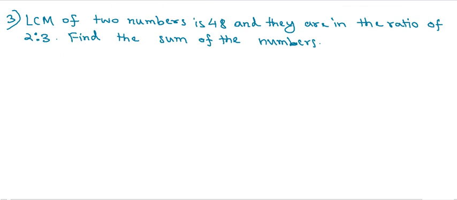LCM of two numbers is given as 48 and they are in the ratio of 2:3. We have to find out the sum of the numbers. So for finding out the sum we need to first find out the numbers. So since the ratio is given as 2:3, we can take the numbers as 2x and 3x. Now what will be their LCM? Their LCM will be 6x, not 6x square. So 6x will be equal to 48, since 48 is given as the LCM of two numbers.